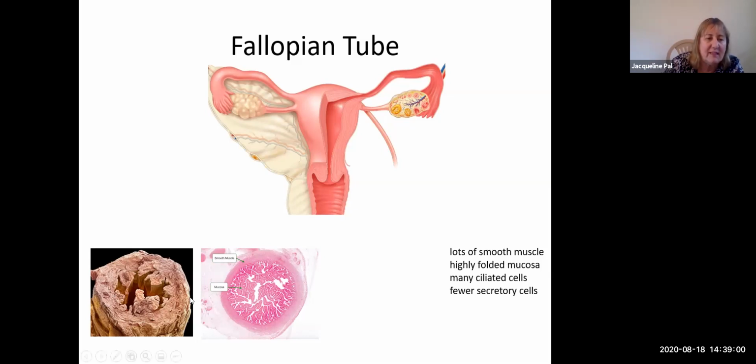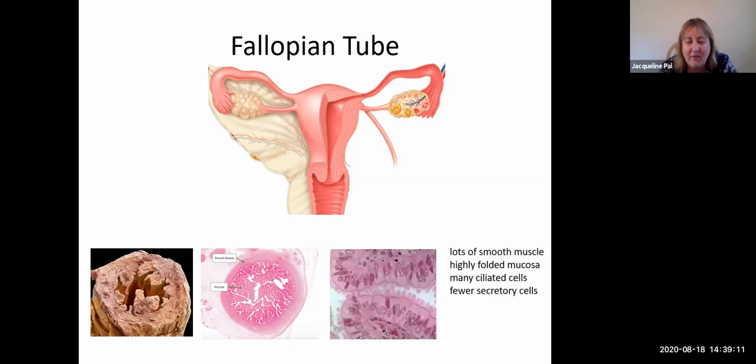And when you look at the luminal surface, you'll notice it's highly folded. So there's lots of mucosa, so there's lots of surface area with two different types of epithelium. The majority of the cells are these ciliated cells. Why are they ciliated? To move that oocyte so it can reach Mr. Sperm, because he wants to get you pregnant. And then there are some other secretory cells which you may learn about in physiology.